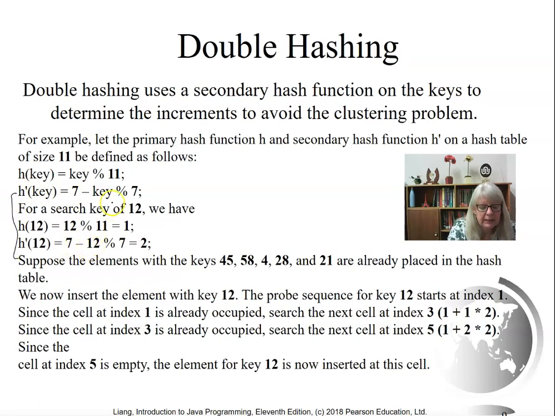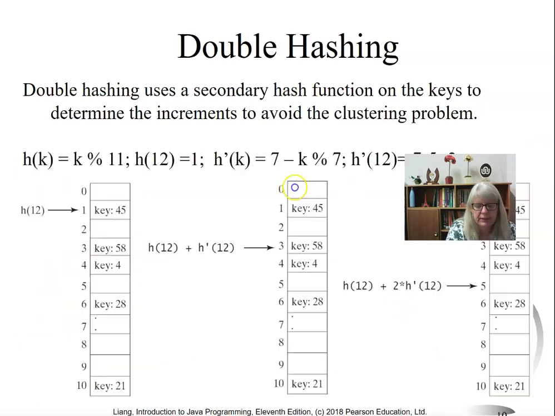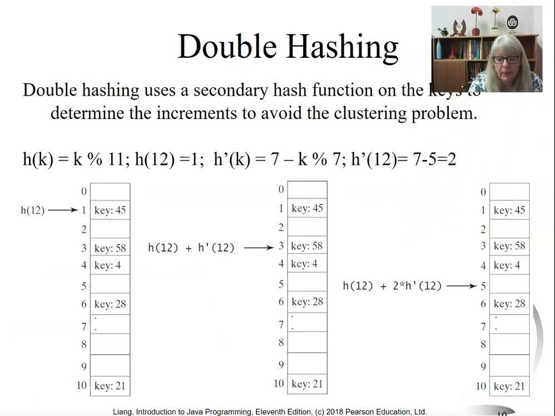So I'm computing, by the way, the second function. I'm using this formula there: 7 minus 12, the key, modulus 7. Can you see why this is 2? What is 12 modulus 7? Yes, you are right, 5, because 7 goes into 12 once, remainder 5. So 7 minus 5 is 2. Let's get to a diagram to see how this works.